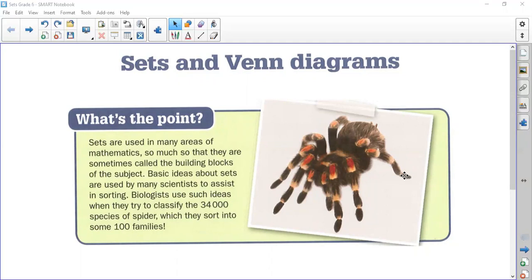Basic ideas about sets are used by many scientists to assist in sorting. For example, biologists use such ideas when they try to classify 34,000 species of spider, which they sort into some 100 families. Okay, so we need sets to sort things. So let's see what a set is.